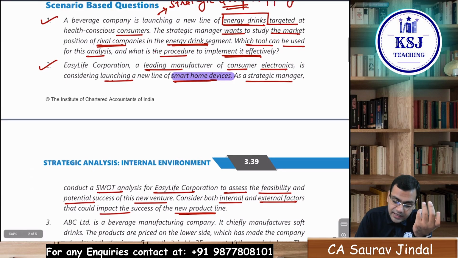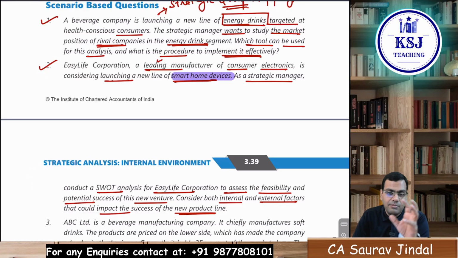They are already the leading manufacturer, so they will have an established brand, an established customer base. They already have the market share because they are one of the leading manufacturers, so that can be another strength. They have the distribution channels, that could be another strength that they already have. What could be the weaknesses? The weaknesses might be the technology. They might not have that kind of technology to develop good smart home devices, right?